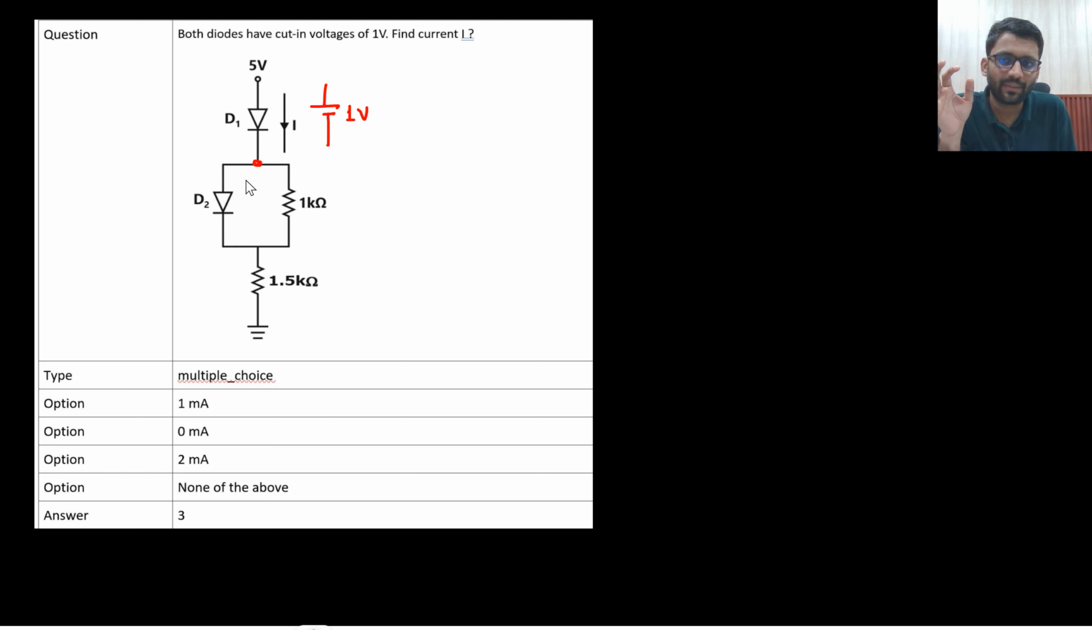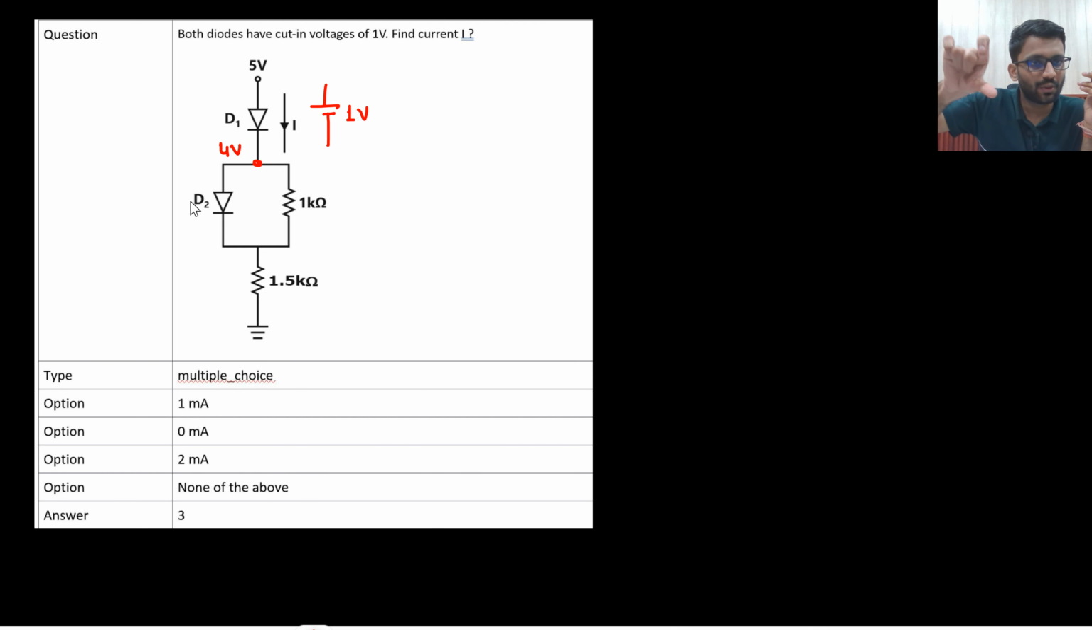And if it is replaced with the battery of 1 volt, this will be 4 volt. So here 4 volt, and from downward, if I apply open circuit test, this will be 0. So D2 will also be on. Basically, I will consider D1 and D2 both to be open circuited. Then I see what is the potential across D1, that is 4 volt, that means D1 will be on.